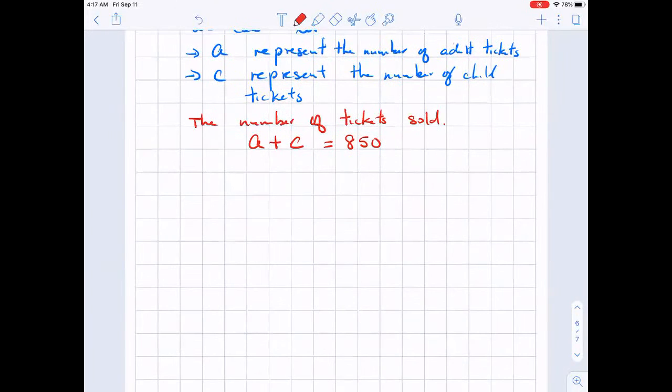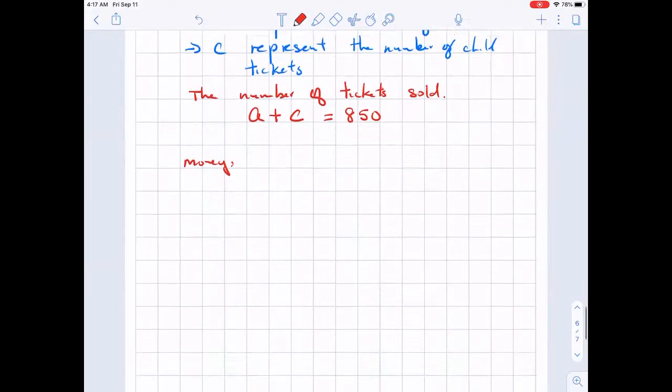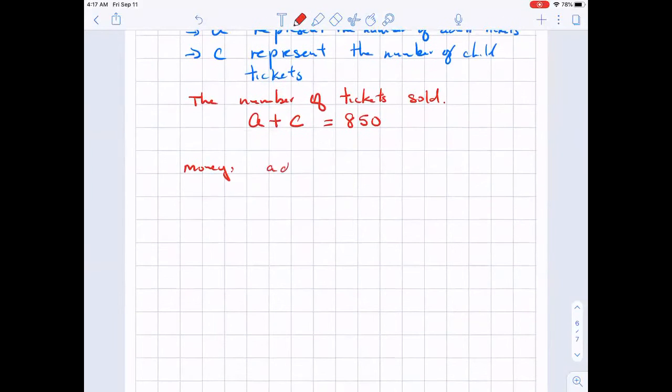Now, because each adult ticket costs $1.50 and children ticket costs $1, the total of money paid for tickets was $1,100. Okay. So now if we look at the money part, we have adult tickets cost $1.50 and child tickets cost $1.